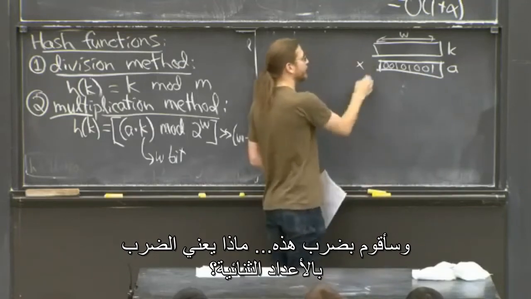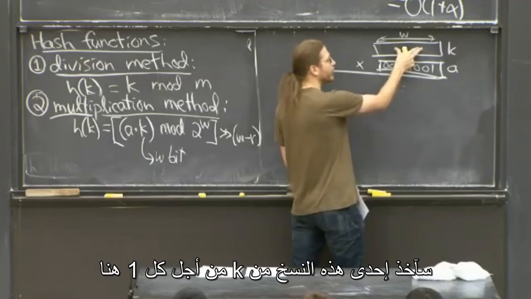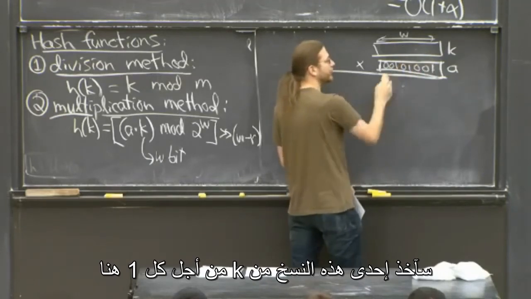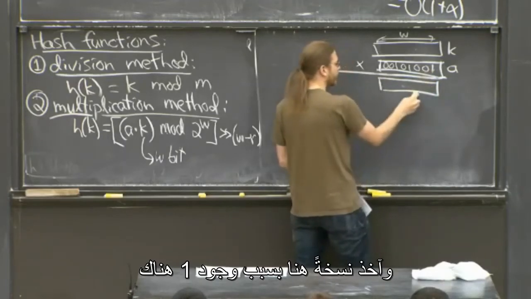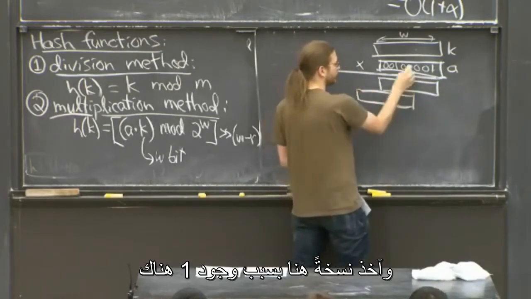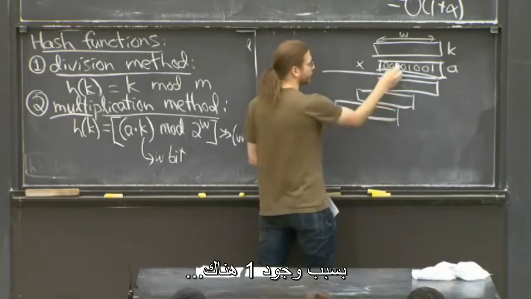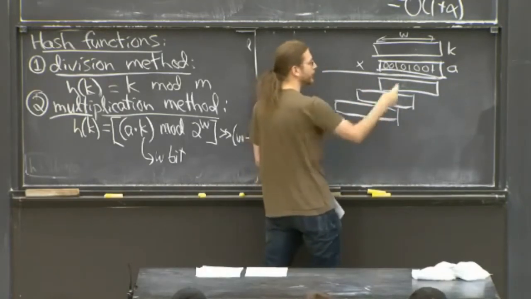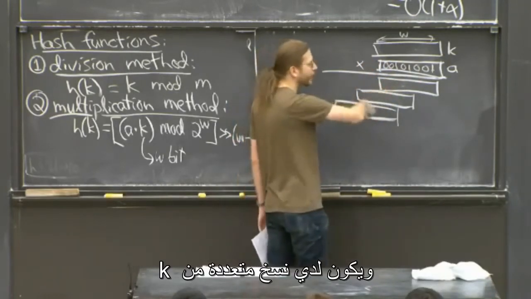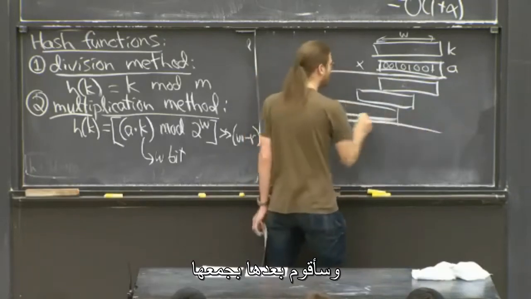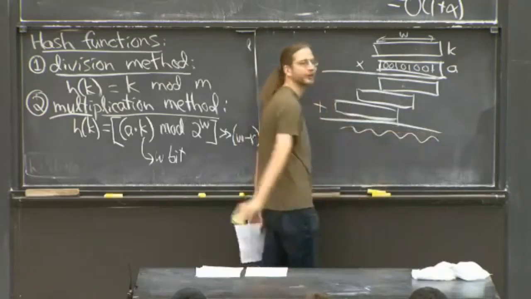Okay, and I multiply these. What does multiplication mean in binary? Well, I take one of these copies of k for each one that's here. So I'm going to take one copy here because there's a 1 there. I'm going to take one copy here because there's a 1 there. And I'm going to take one copy here because there's a 1 there. On average, half of them will be 1s. So I have various copies of k, and then I just add them up. And stuff happens. I get some gobbledygook here.